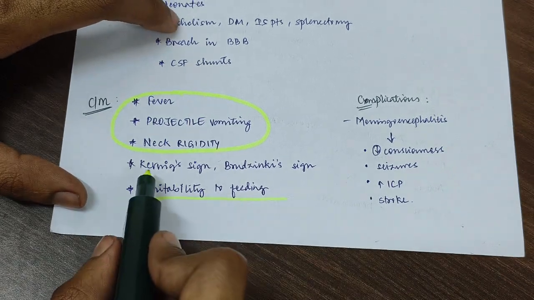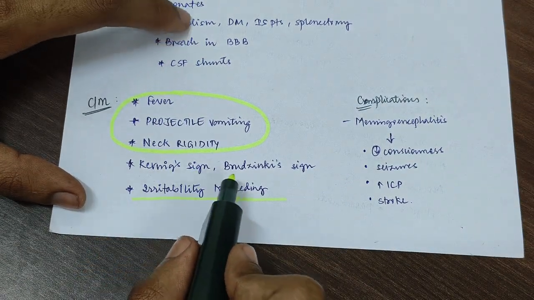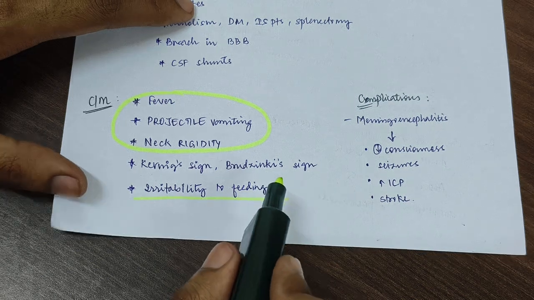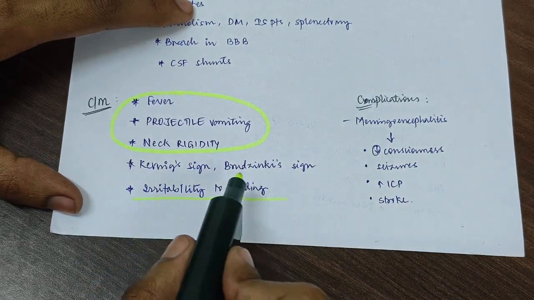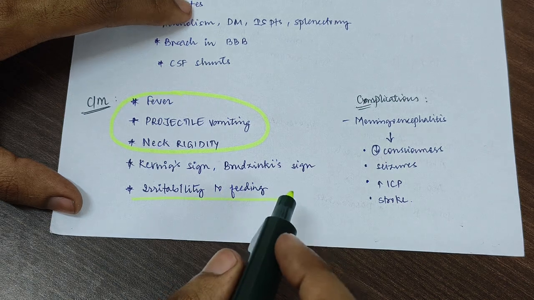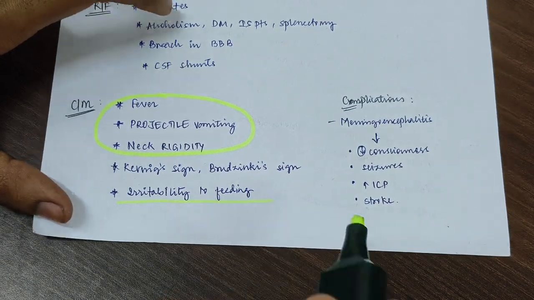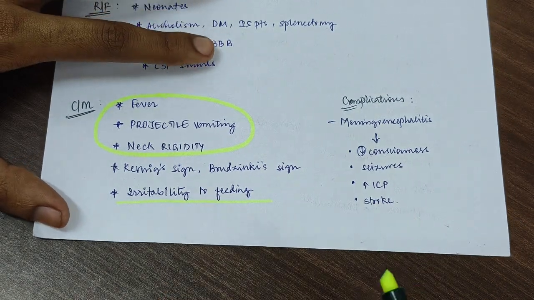You're going to see what is Kernig sign, and comment below what is Brudzinski sign, to help your friends. So basically, how we are going to tell it is Kernig's positive, it is Brudzinski positive. Please comment below.